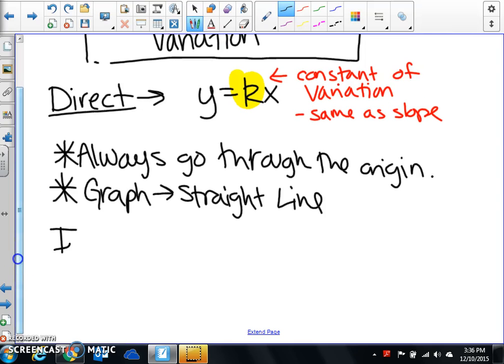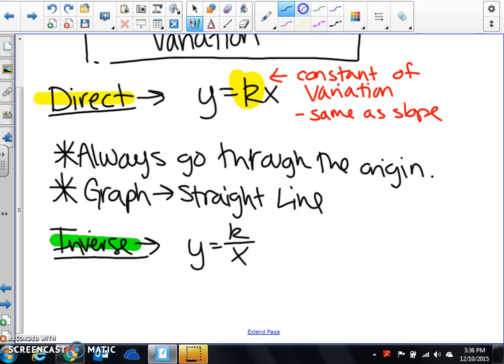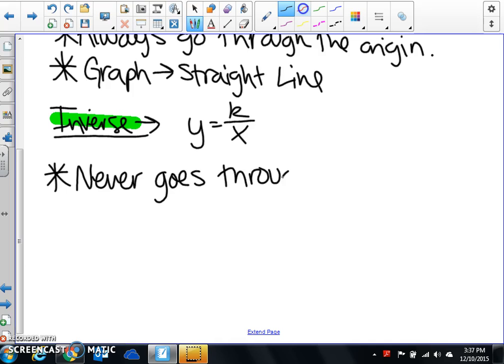Inverse, sorry. This is the second time me doing this because something messed up on the sound on the last one. All right, so here's direct. Now we've got inverse. For direct, it is y equals kx. For inverse, it's y equals k over x. Okay, so it never goes through the origin.